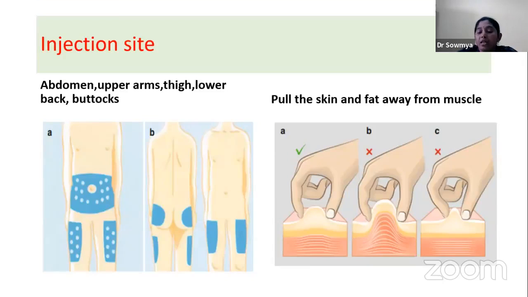What happens if we introduce the insulin into the muscle? Muscle has high vascularity. So it absorbs immediately and there are more chances of hypoglycemia. So we don't want that.